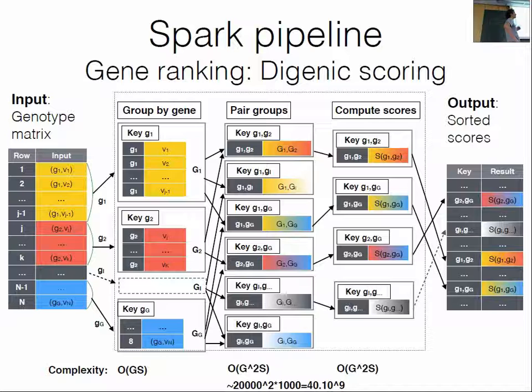Yes. In this implementation it is symmetrical, but it could be made asymmetrical, because here with the key J1, J2, we retrieve all the data from the genotype matrix that relate to J1 and J2. So you can decide how you combine the two. It could be asymmetrical, yeah.